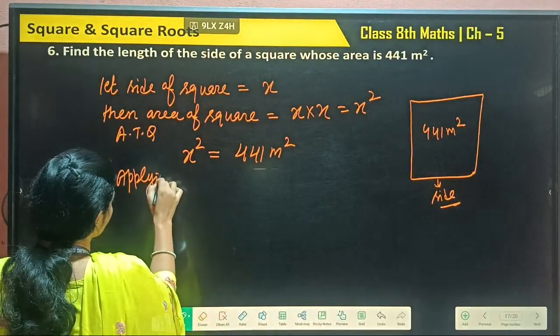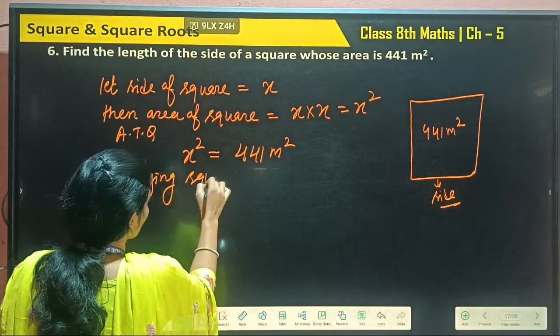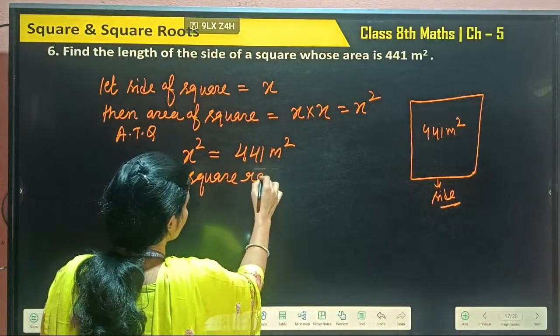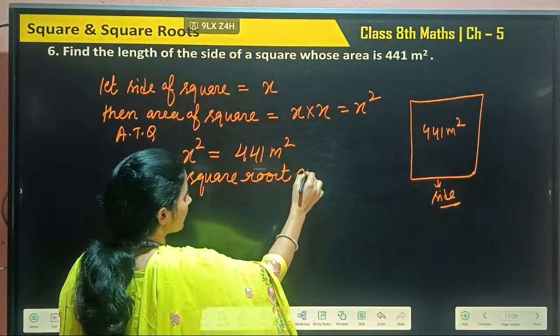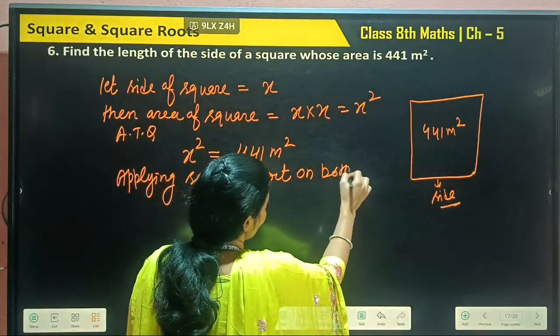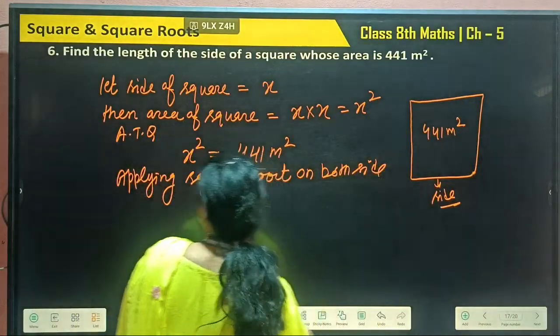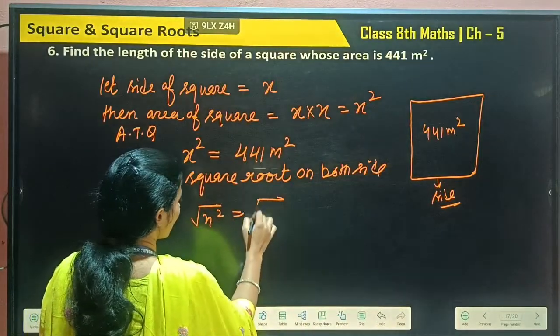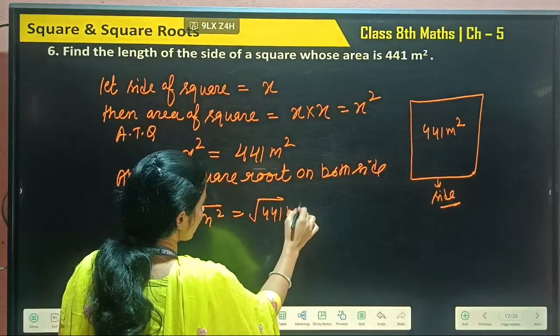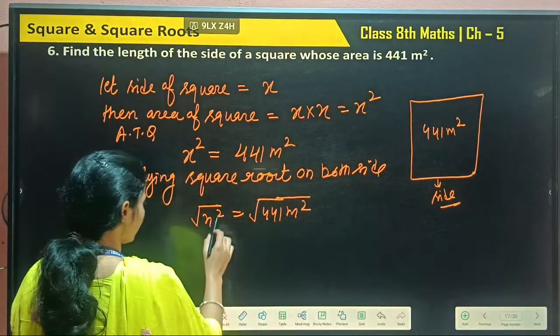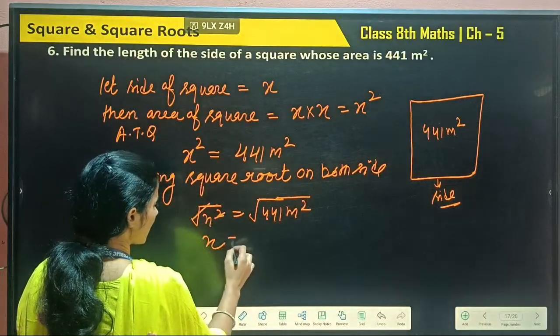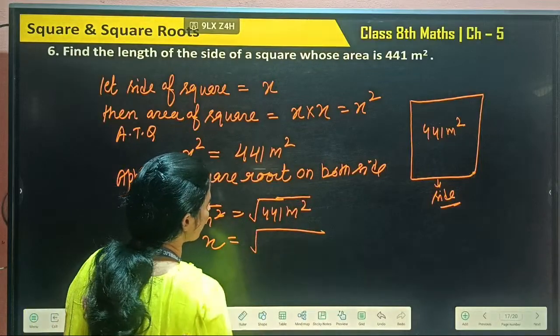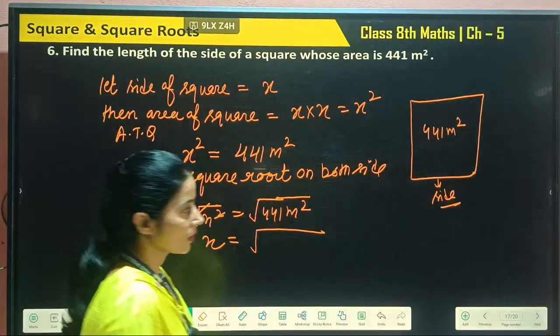Applying square root on both sides. It will be x square equals 441 meter square. Now see, square and square root will be cancelled. x is equal to the square root of 441 meter square.